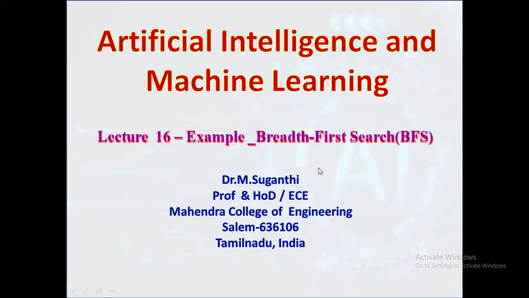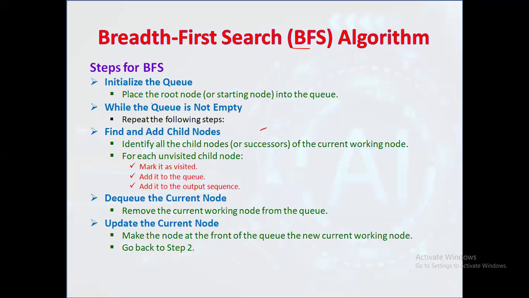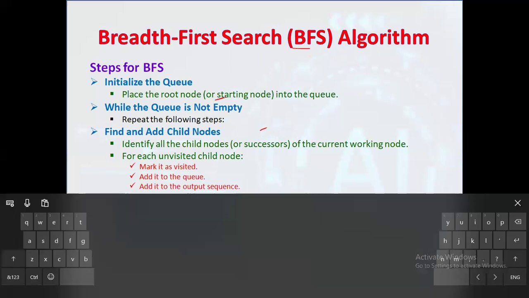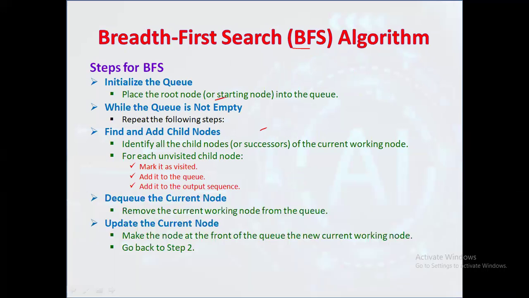So in this lecture, we will discuss one example problem for BFS, that is, breadth first search. What do you mean by breadth first search? The first step involved in breadth first search is to initialize the queue. In this initialization, we have to find the root node, which we call the starting node, and put it into the queue. And while the queue is not empty, we have to repeat the following steps.